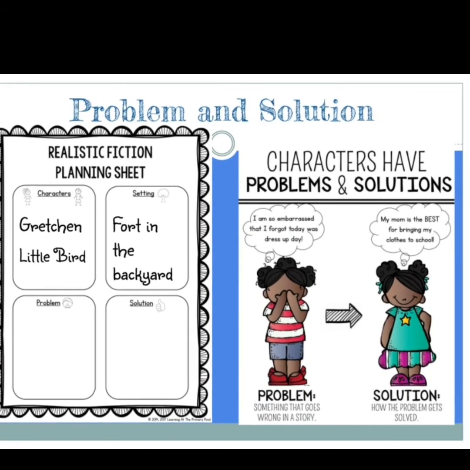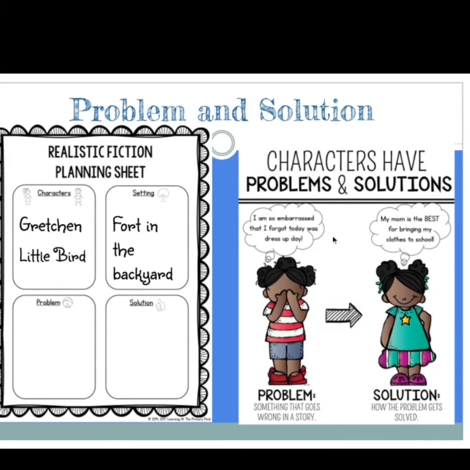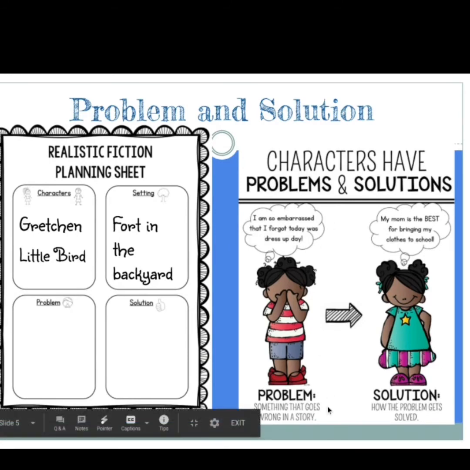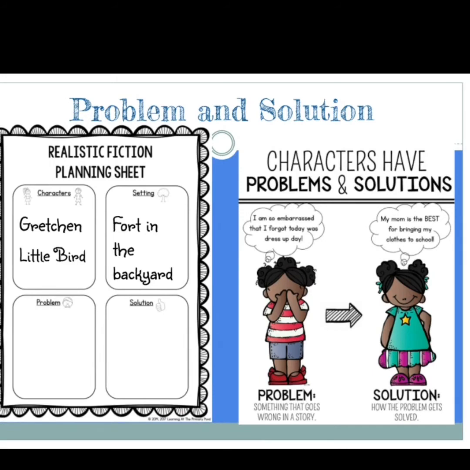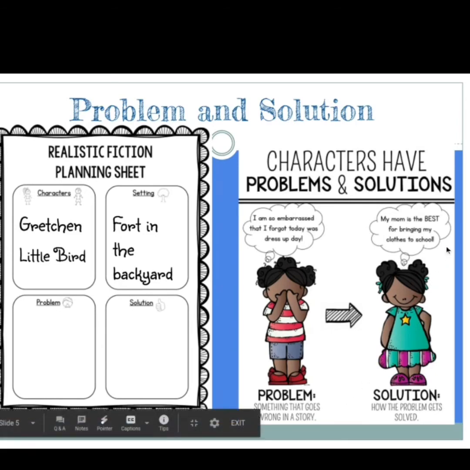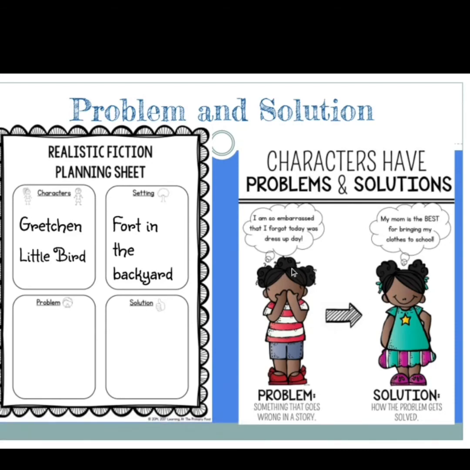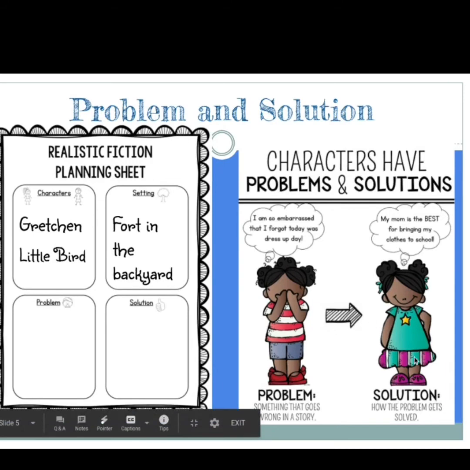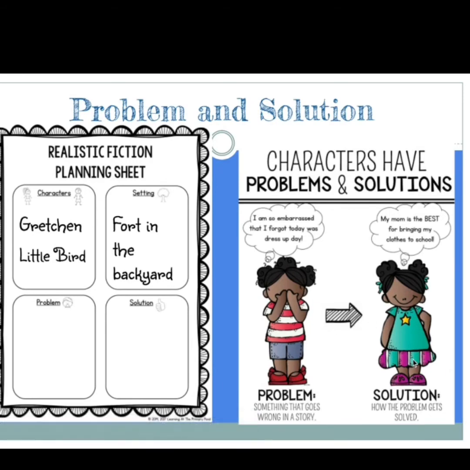Characters have problems and solutions. I'm so embarrassed. I forgot today was dress up day. A problem is something that goes wrong in a story. Now, solution is how the problem gets solved. So in this case, my mom is the best for bringing my clothes to school. So here we have a character who had a problem, and that is how it got solved. That's what the solution is.